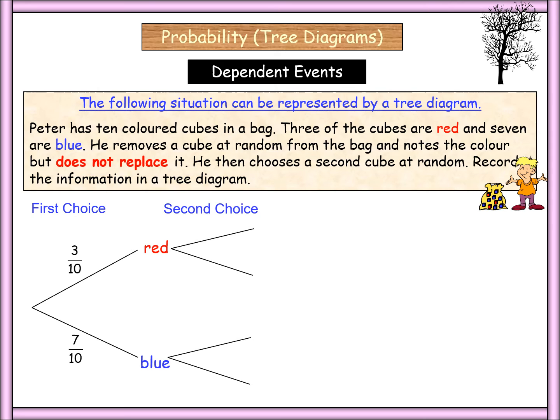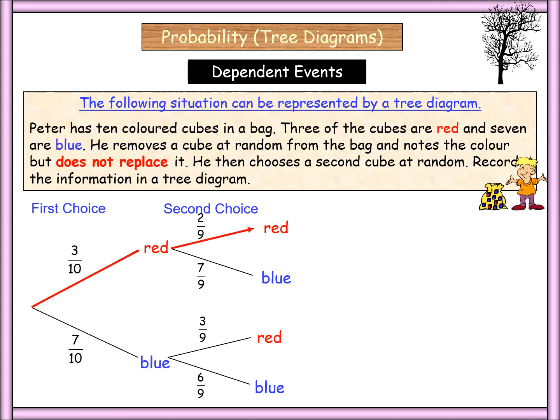For the second choice, since we already chose red for the first choice, there's no replacement, okay? So we are going to subtract. So we have 2 over 9 to get another red. And then for the blue, of course, it is 7 over 9. And for getting red for the second choice, we have 3 over 9. And for getting blue for the second choice, so 7 minus 1, we have 6 over 9. So the phrase does not replace means you need to subtract 1 in your second choice.